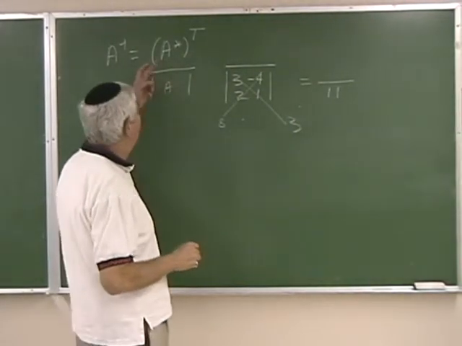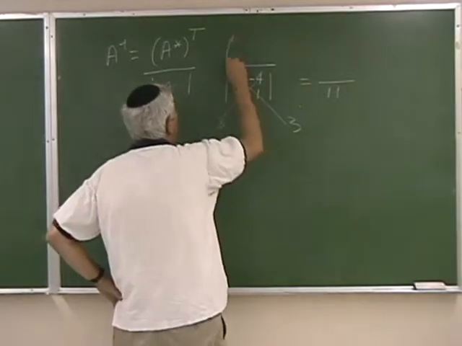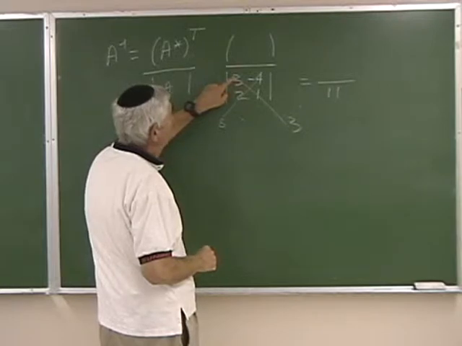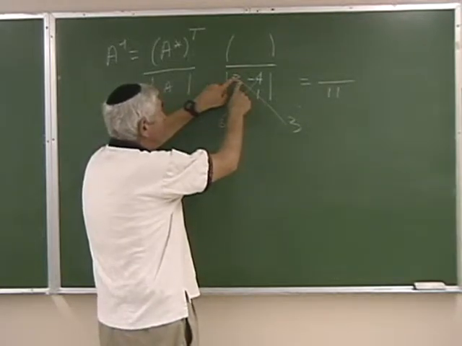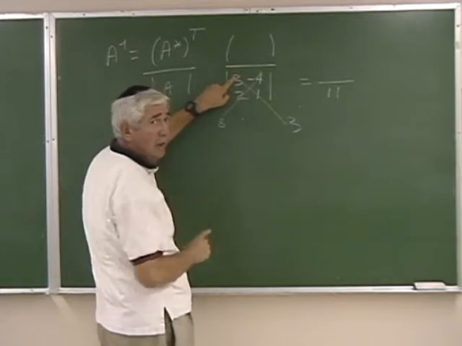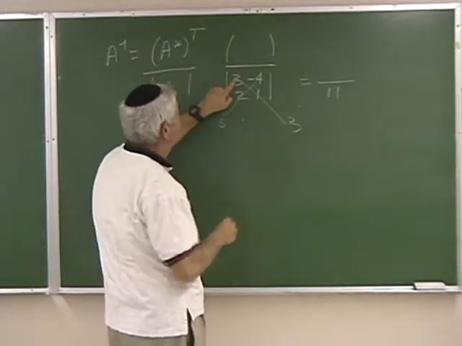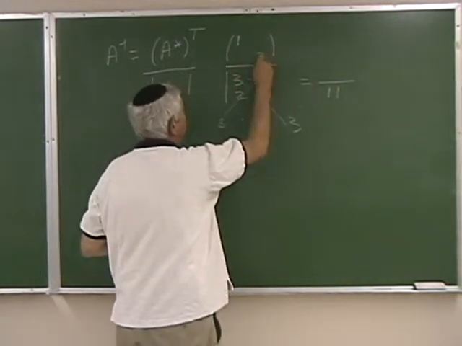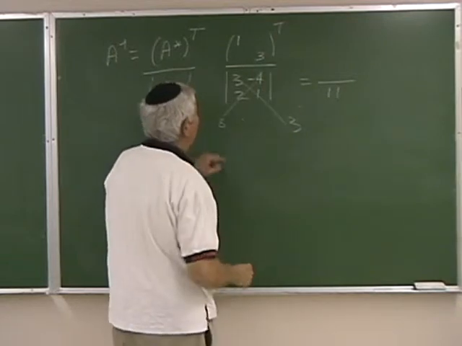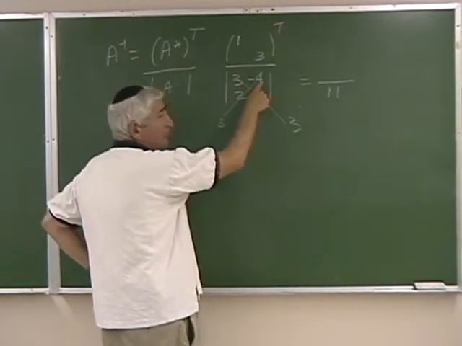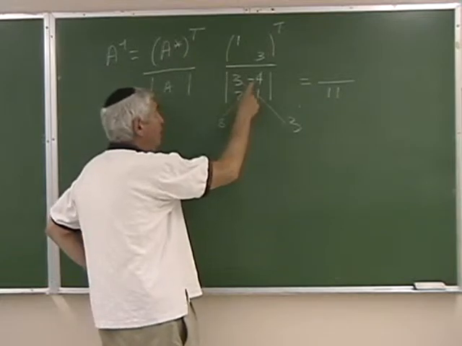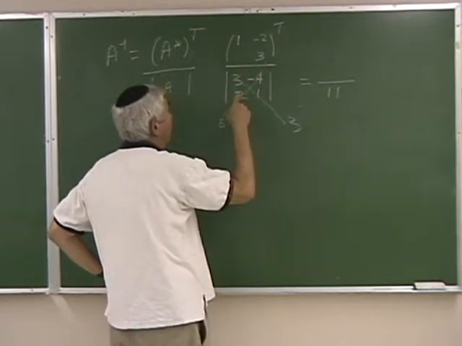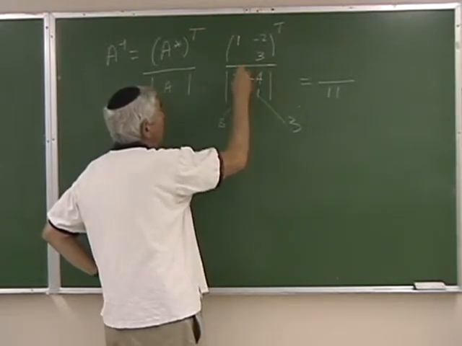Now, what about A star? A star is the cofactors. So when I evaluate the determinant, I multiply 3 by 1. These are called cofactors. So the cofactor of 3 is 1. The cofactor of 1 is 3. Now, going this way, the cofactor of minus 4 is 2. However, in this direction, you change the sign, so it's minus 2. And the cofactor of 2 is minus 4. Change the sign, it's 4.